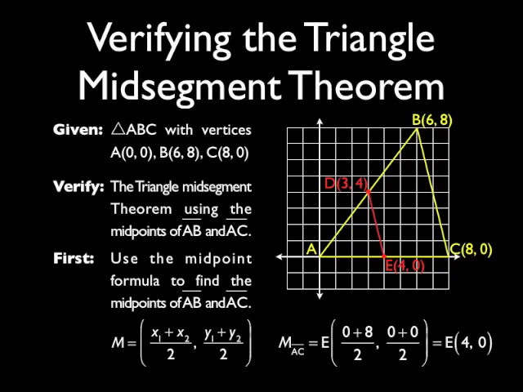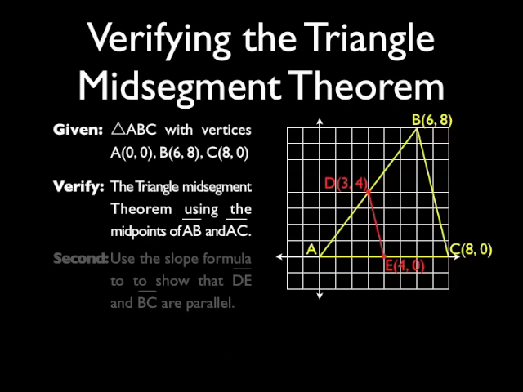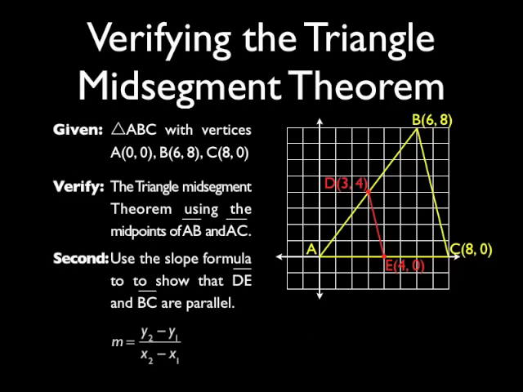In step 2, we're going to use the slope formula to find the slopes of the midsegment and the third side, segment CB, and by showing that they have the same slope, we will verify that they are parallel. So using the slope formula, we'll plug in the y-coordinates on top and the x-coordinates on bottom, and we find out that the slope of segment DE is negative 4. And for segment BC, 0 minus 8 are our y-coordinates, 8 minus 6 are our x-coordinates, and we find out that segment BC also has a slope of negative 4, making the two segments parallel.